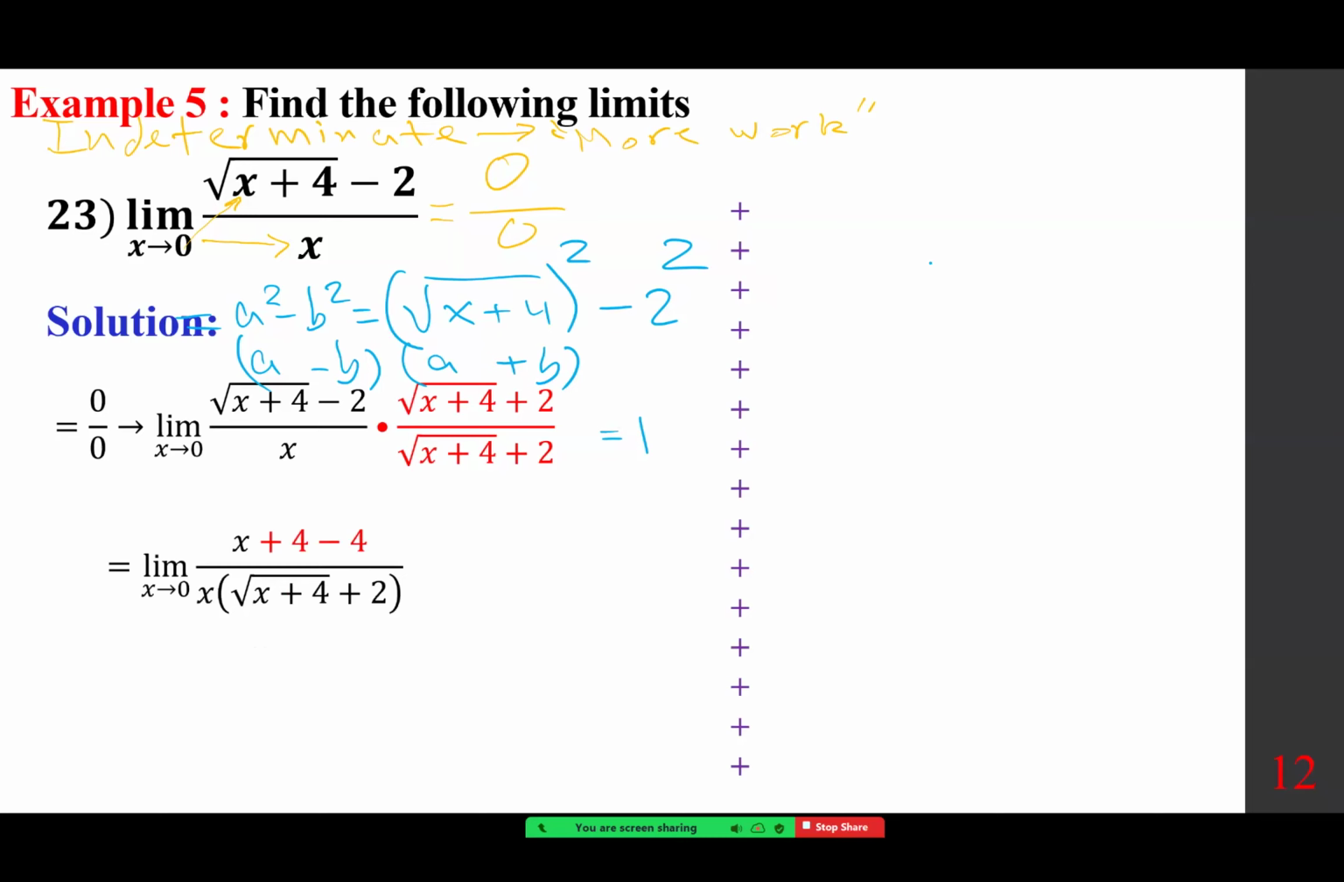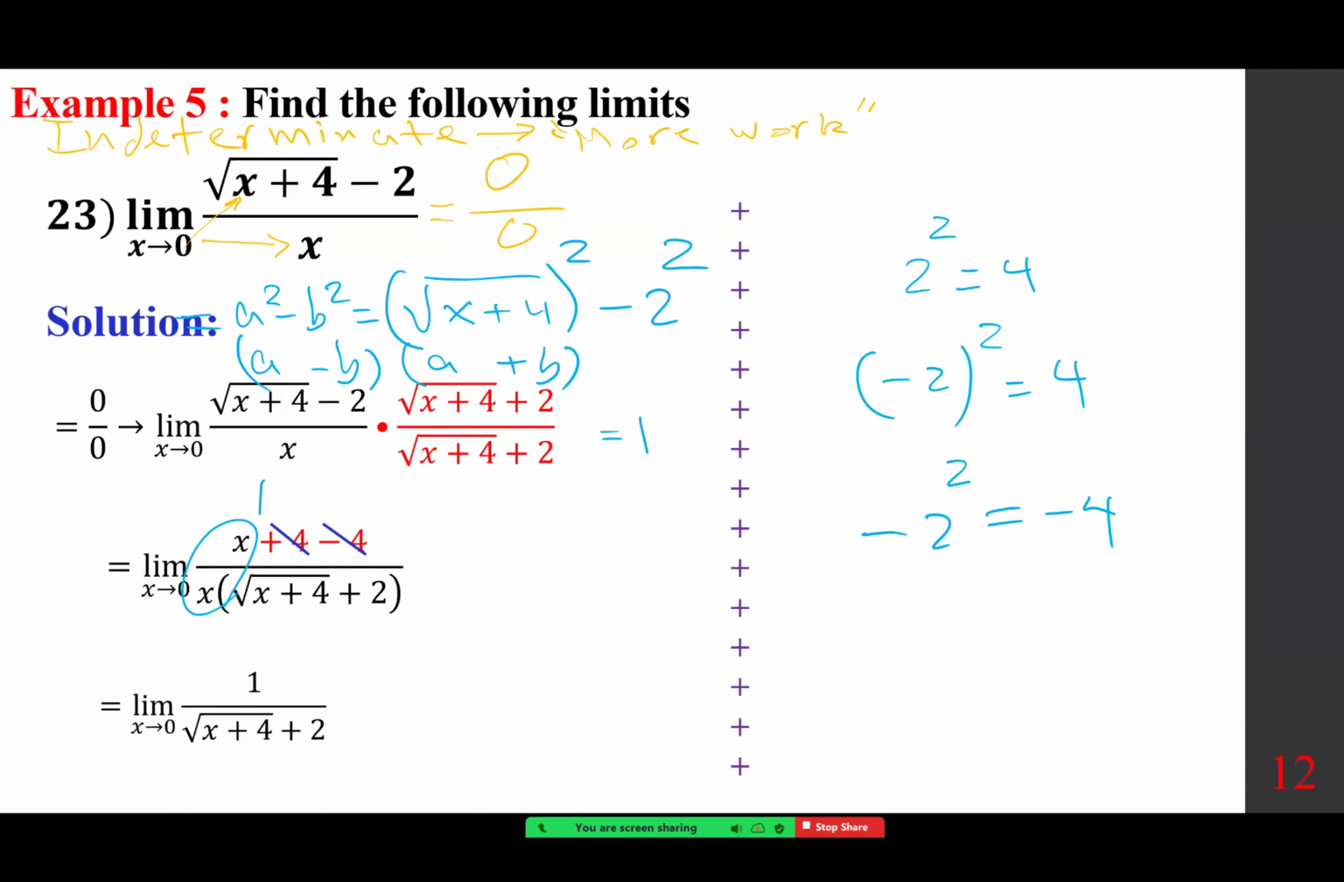A common mistake I want to quickly refer to. If you have 2 squared, everyone knows it's 4. Negative 2 quantity squared, everyone should know it's 4. But if you have negative and then 2 squared, order of operations will give you negative 4. Don't mix them up. 4 and minus 4 cancel each other. These two cancel each other. They give us 1. And if we plug in, now you get 2 and 2 is 4. So 1 over 4 is the final answer.